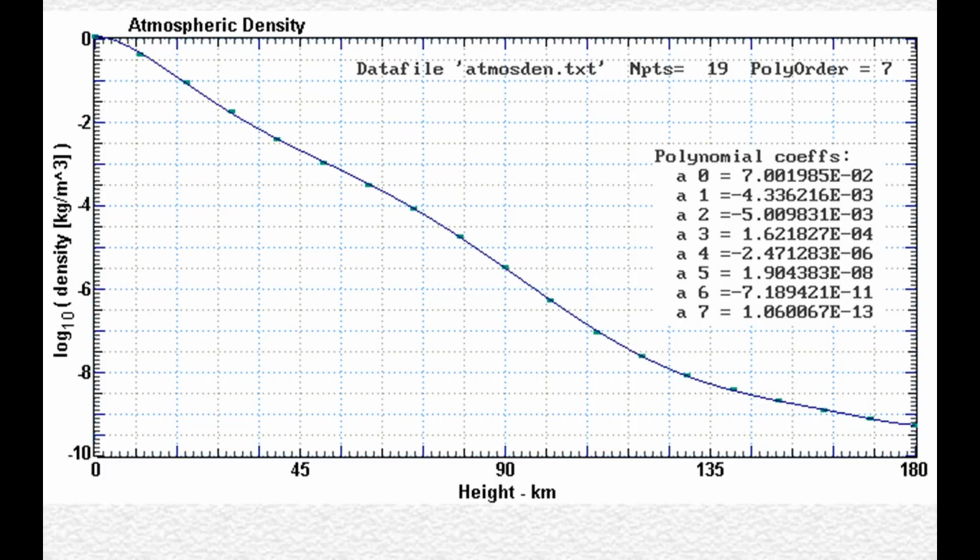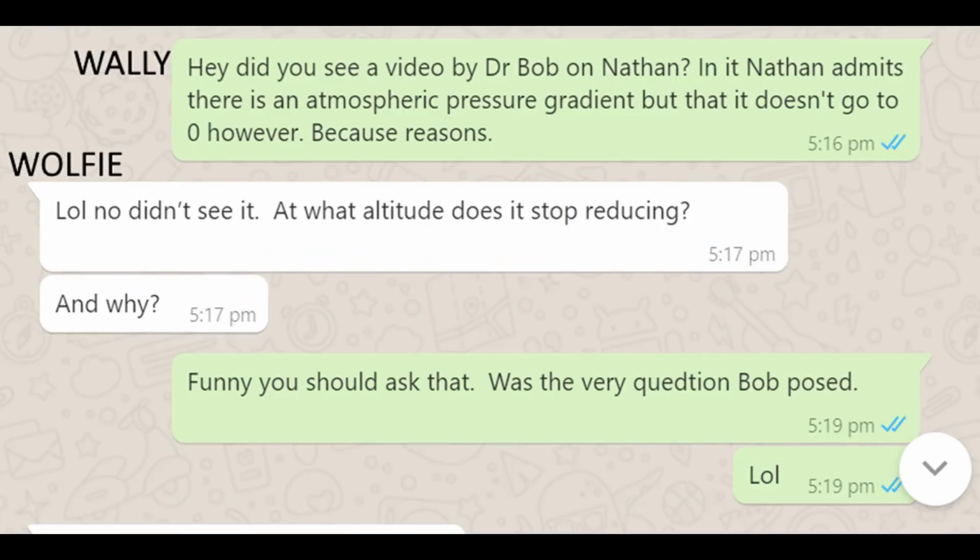And we're going to want to know all about that, because we know, Nathan, one thing about you is you don't like to make claims because then you're held to account. And Nathan, when I showed your claim to Wolfie, he said exactly the same thing as Bob the Science Guy.